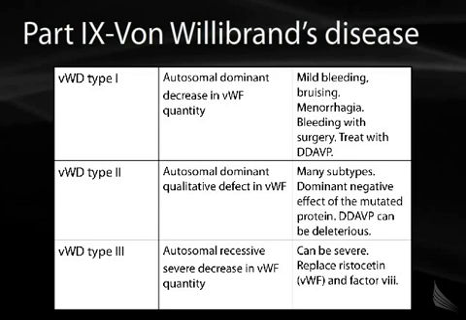Severe decrease in von Willebrand's factor quantity, just like type 1. So you replace ristocetin and factor 8, and you can help these people.